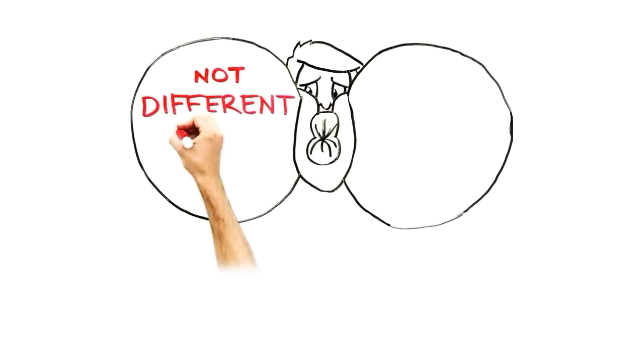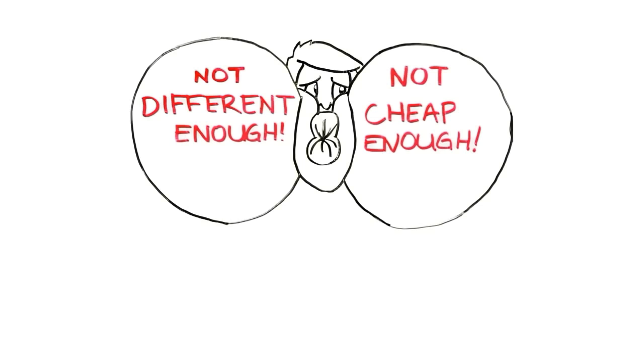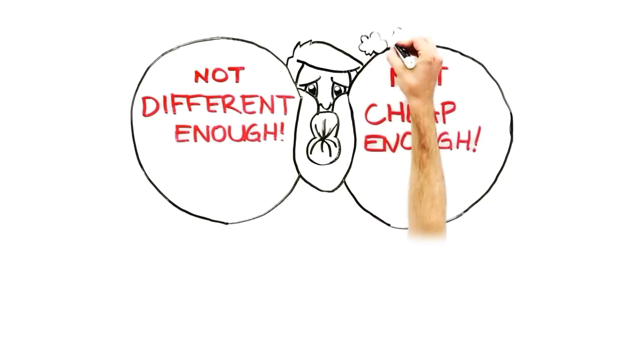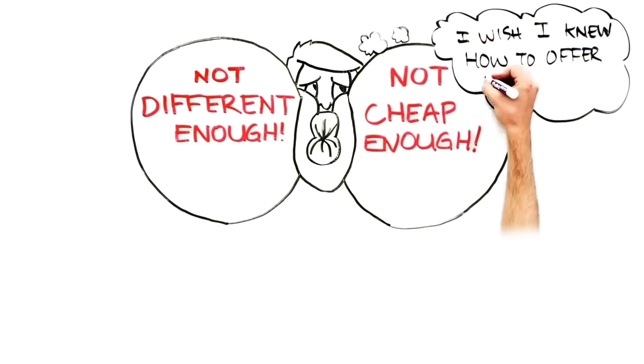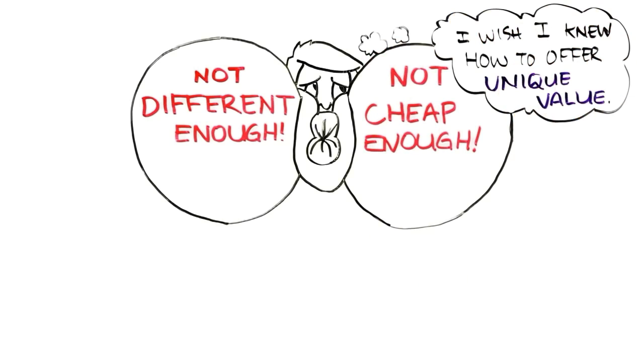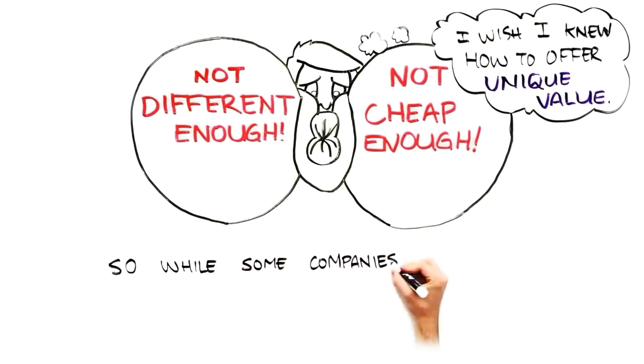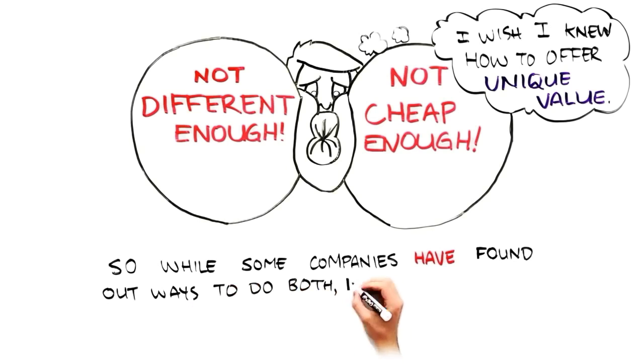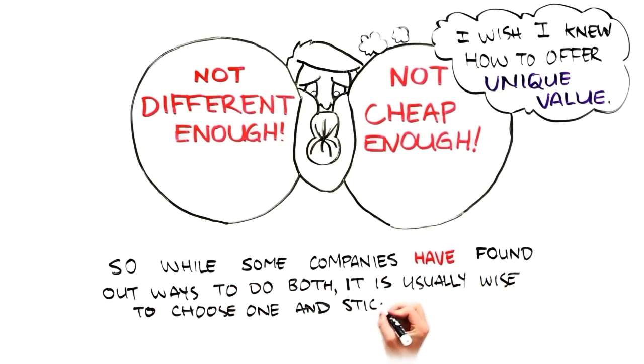Your products aren't different enough for customers to be willing to pay more, but they also aren't cheap enough for customers to choose you for your bargain prices. You are left without any clear unique value for the customers you're trying to woo. So while some companies have in fact found ways to do both, it is usually wise to choose one and stick with it. Understanding when some companies are able to do both is a topic for another mini lecture.